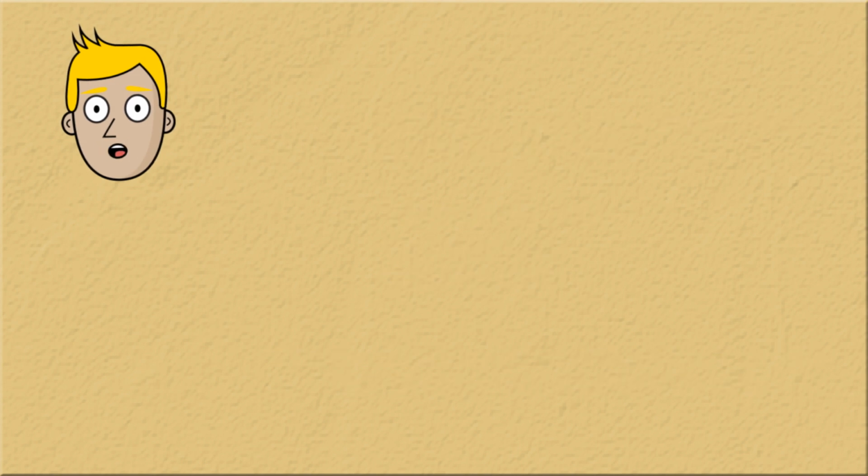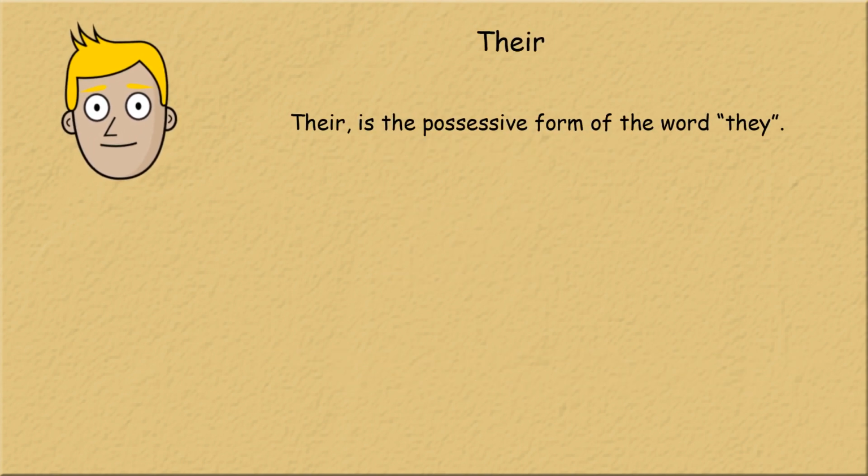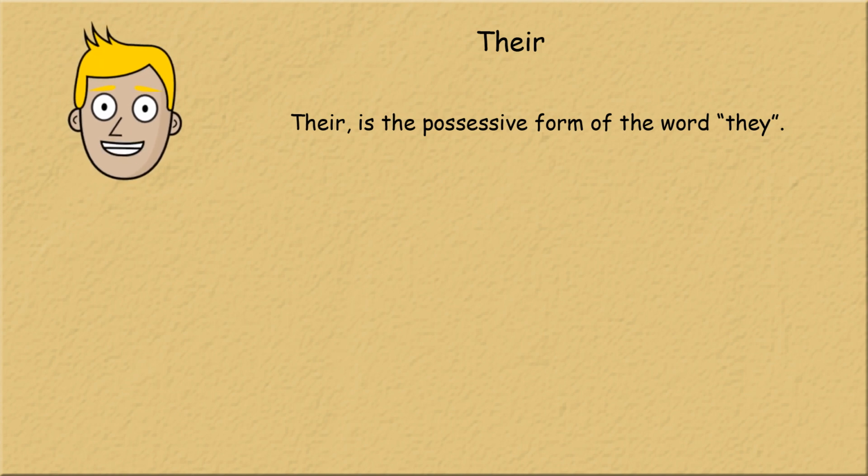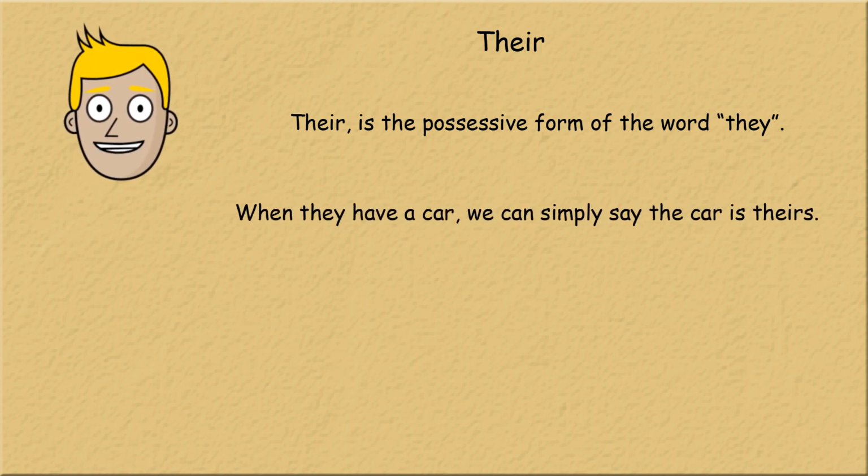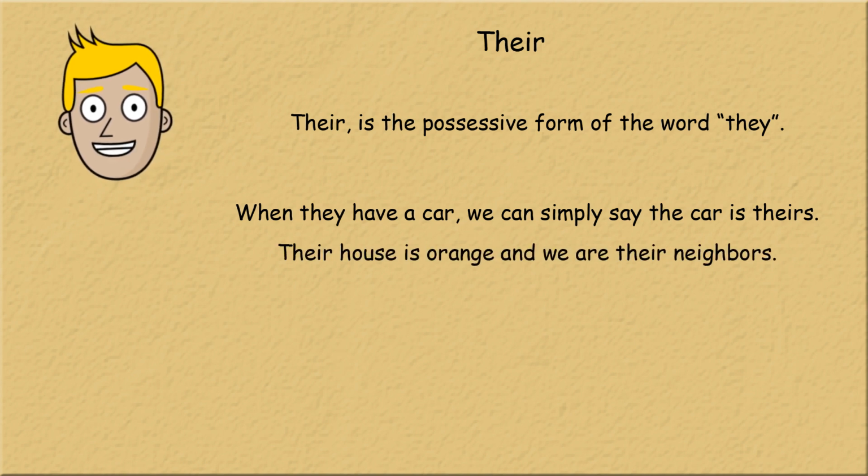Next we have their, ending with EIR. Their is the possessive form of the word they. When they have a car, we can simply say the car is theirs. Their house is orange and we are their neighbors.